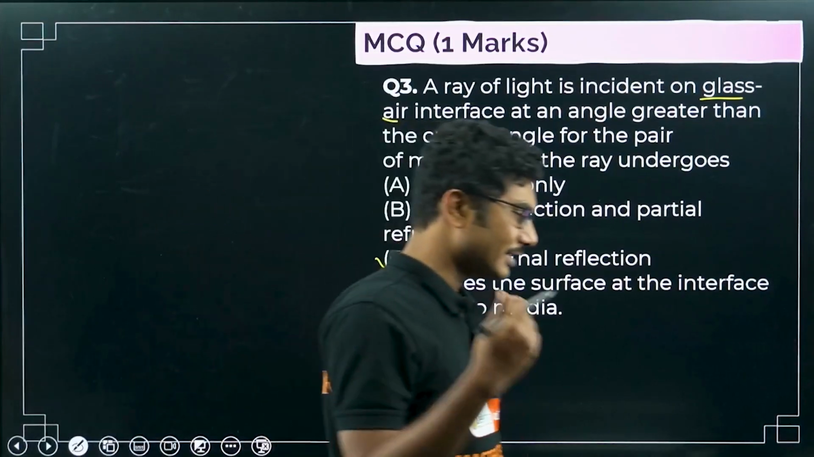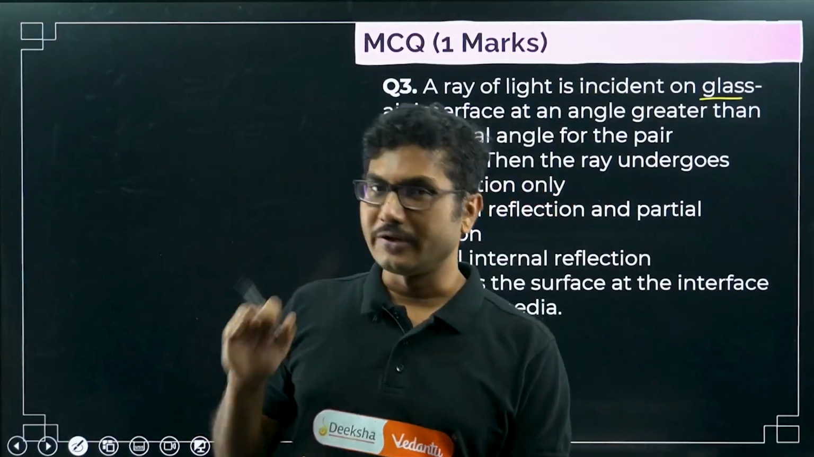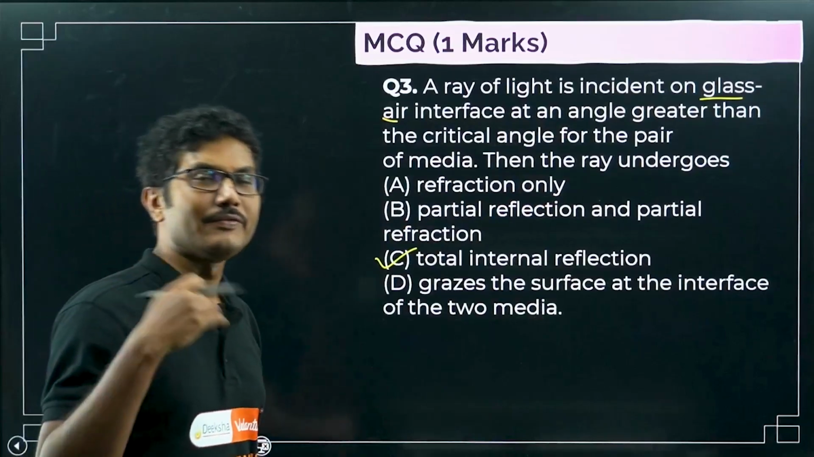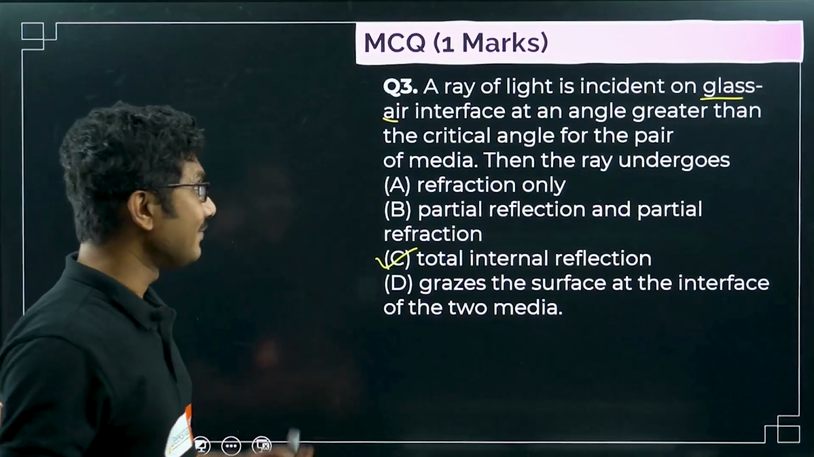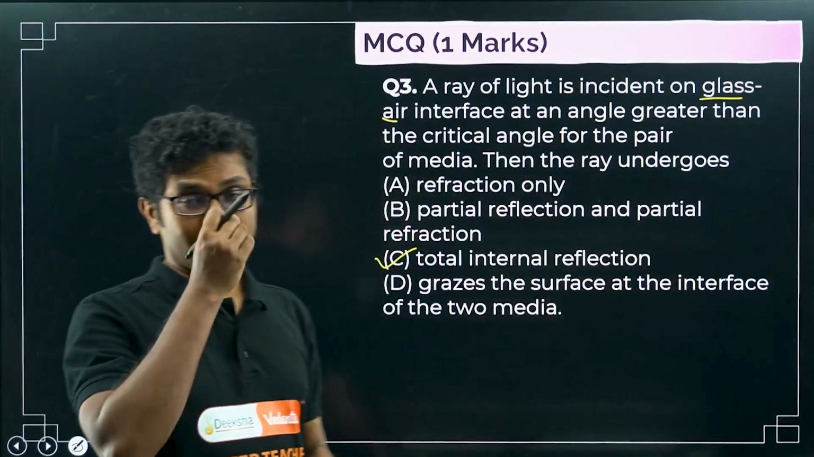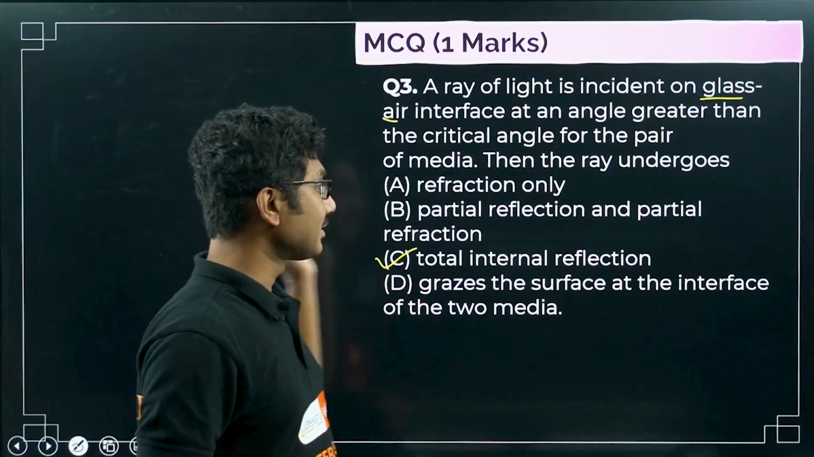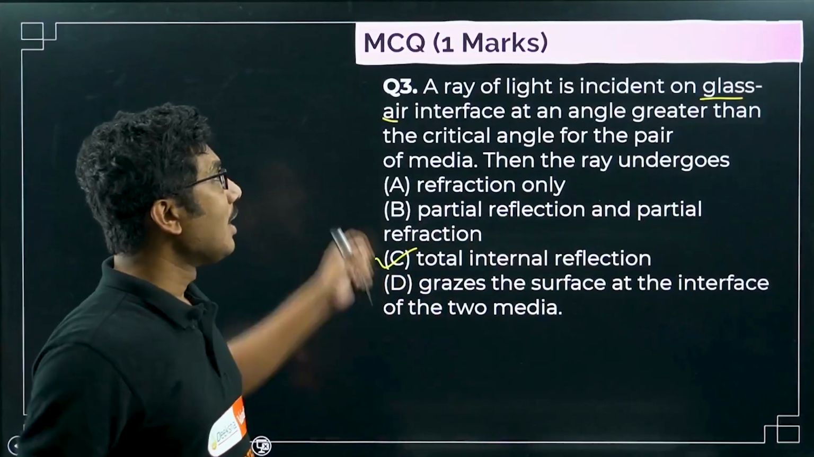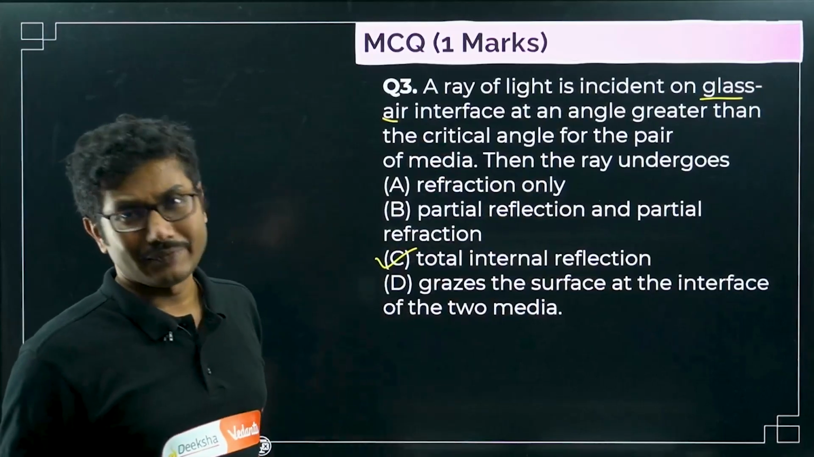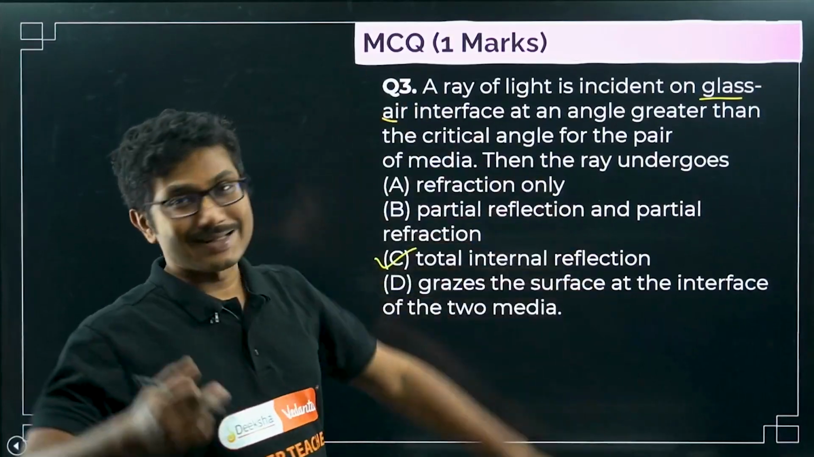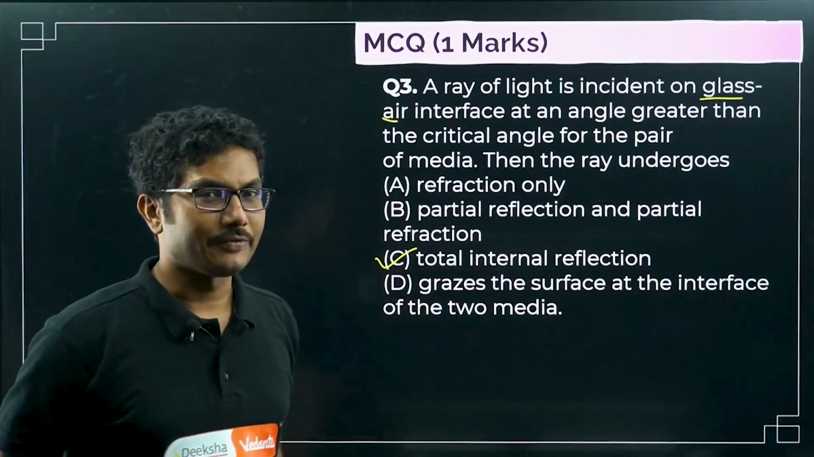Total internal reflection means there will be no partial reflection, there will be no partial refraction. Entire light will be reflected back. That's why it is called total internal reflection. If the angle is exactly equal to the critical angle, then option D would have come, where the ray grazes the surface at the interface of the two media. But the angle is greater than that of the critical angle, that means total internal reflection. If the angle is less than the critical angle, then it will be partial reflection and partial refraction.